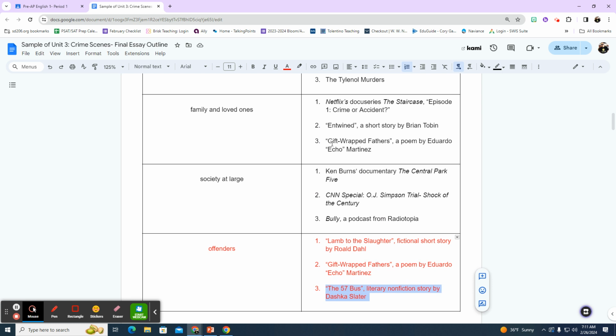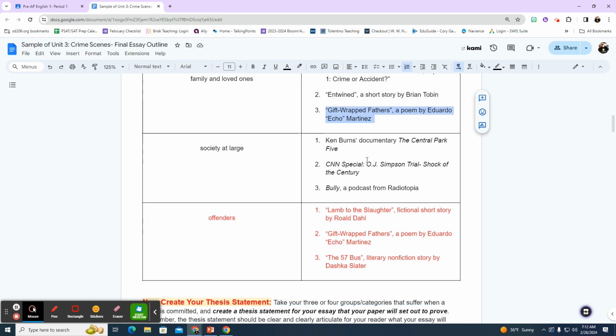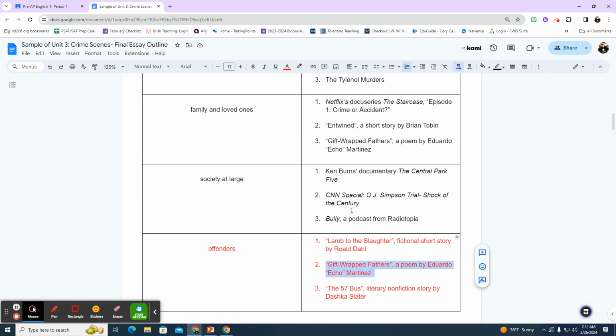And then also, I used the poem Gift Wrapped Fathers by Eduardo Martinez to talk about how family and loved ones are affected by a crime. I also used Gift Wrapped Fathers to talk about how the offender is affected by the crime. So you can repeat ones, especially ones that you know pretty well, but you do want to try to use a variety of different ones in your essay, because that shows me not only that you're paying attention throughout this unit, but that you are going to be using a multitude of different sources in your essay, which makes for a really strong essay.